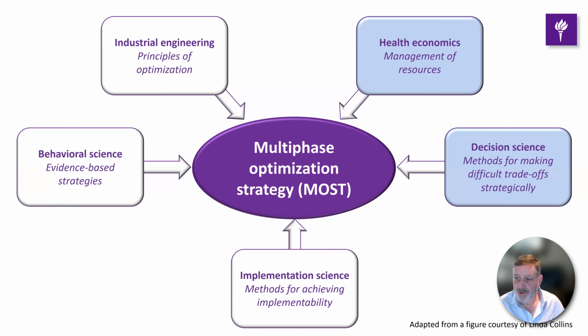It also uses principles of decision science. Decision science is clearly related to the economic sciences, but with a more multidisciplinary background that involves designing and implementing methods for how to make difficult trade-offs with particular goals or endpoints in mind.